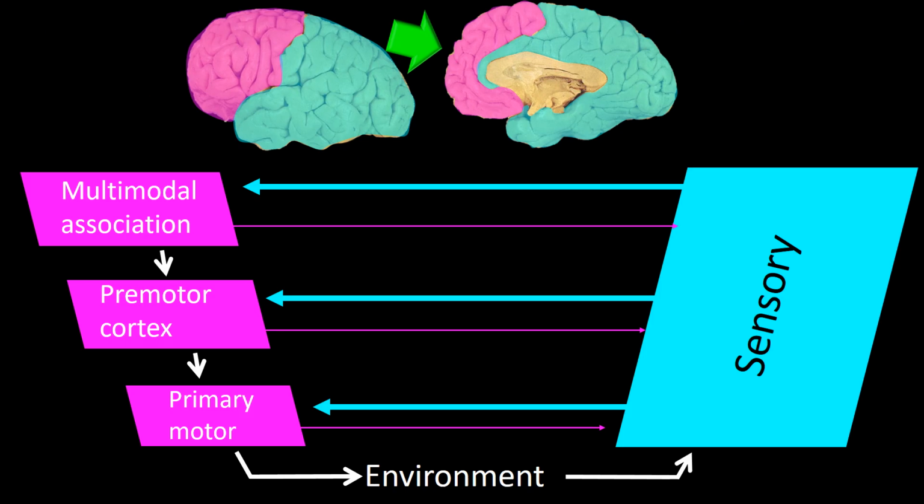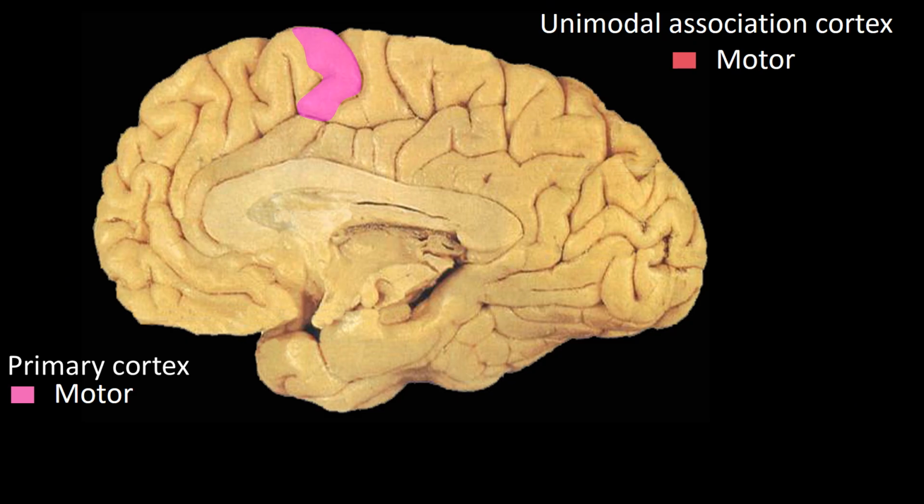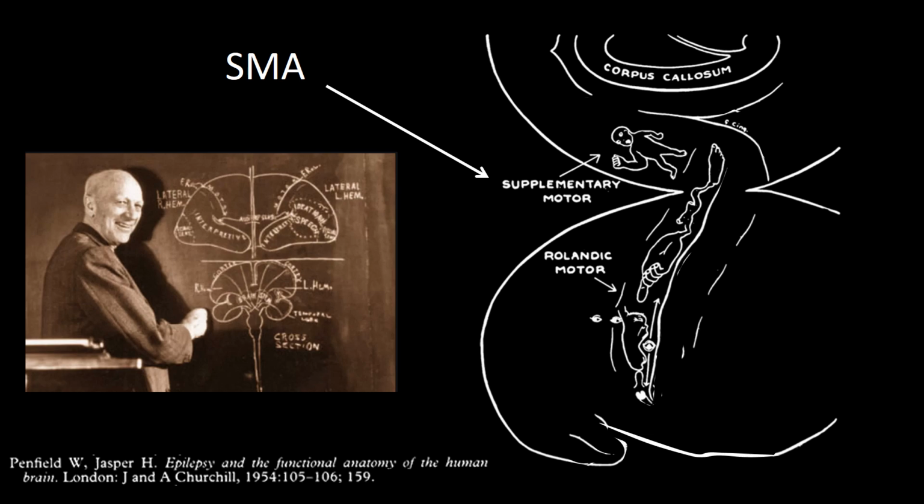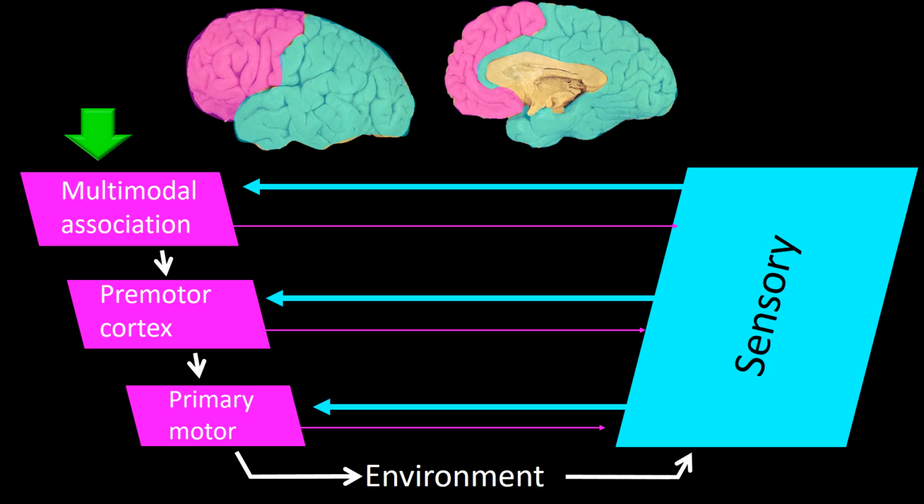The premotor cortex is also represented in the mesial surface of the brain. It is located in front of the primary motor cortex. The unimodal association cortex at this location is called the supplementary motor area. This area was also mapped by Penfield and Jasper, to which they refer by the name still in vogue, the supplementary motor area, or SMA. The third order hierarchical region is the multimodal association cortex.